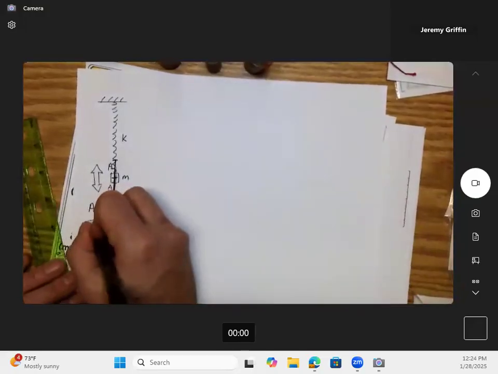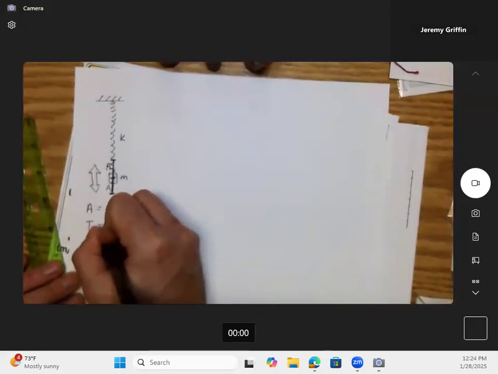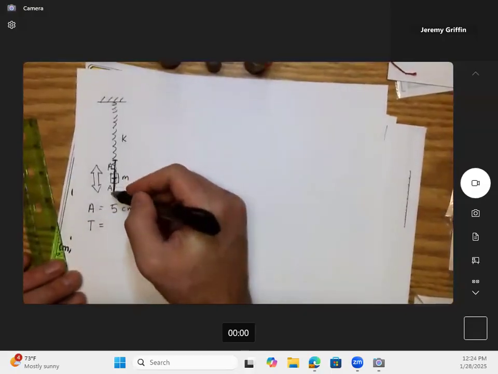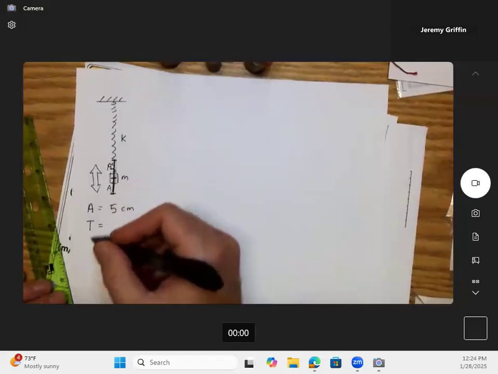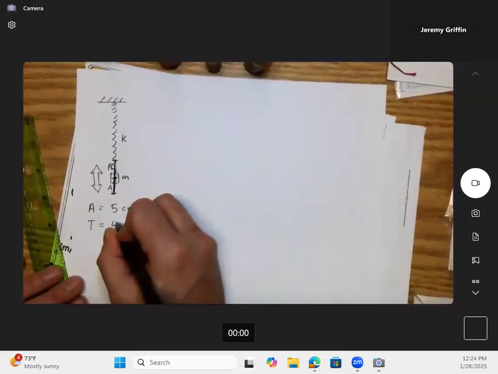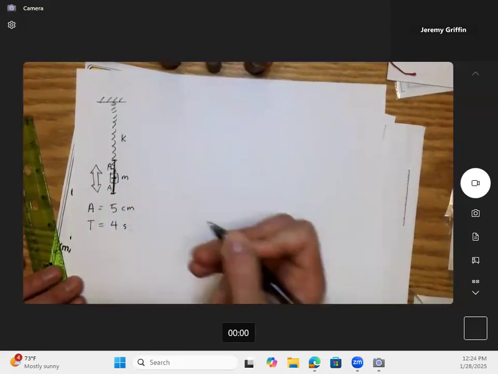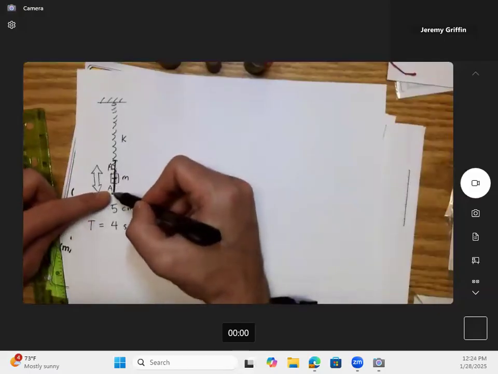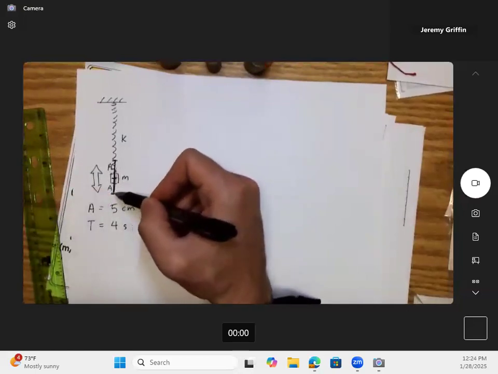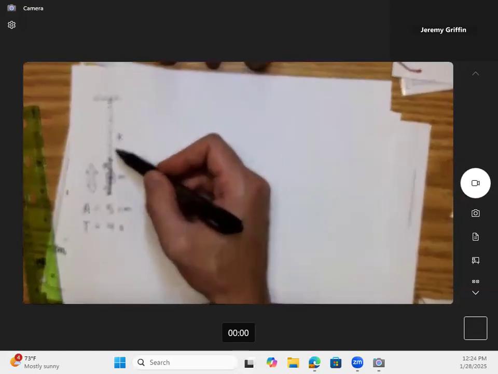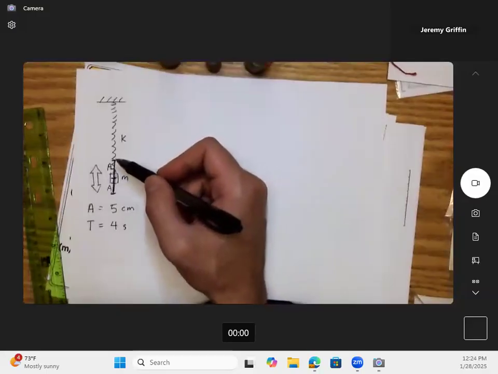Right? And the other value I'm going to give you is time period. Let's say this whole thing from one point back to the original point takes 4 seconds. Okay, 4 seconds. So that could be from where I release it. Maybe it takes 2 seconds to go up and then 2 seconds to come back down. So it's oscillating back and forth really slow.